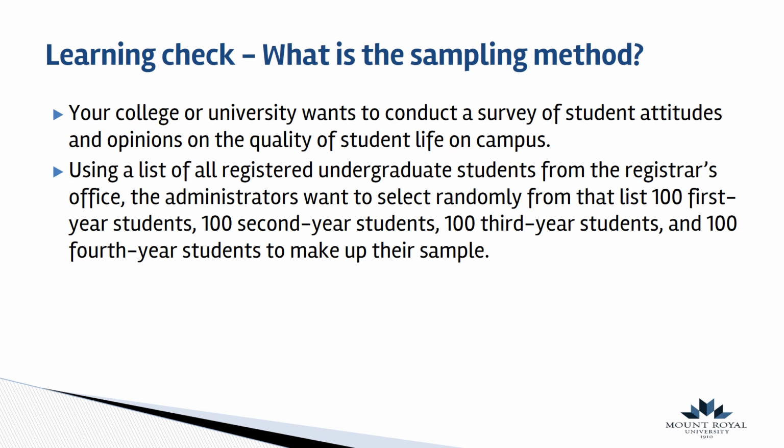So here they're feeling that the year that students are in of the program of their university experience might impact their attitude or opinion on the quality of student life on campus. And so this is an example of stratified random.